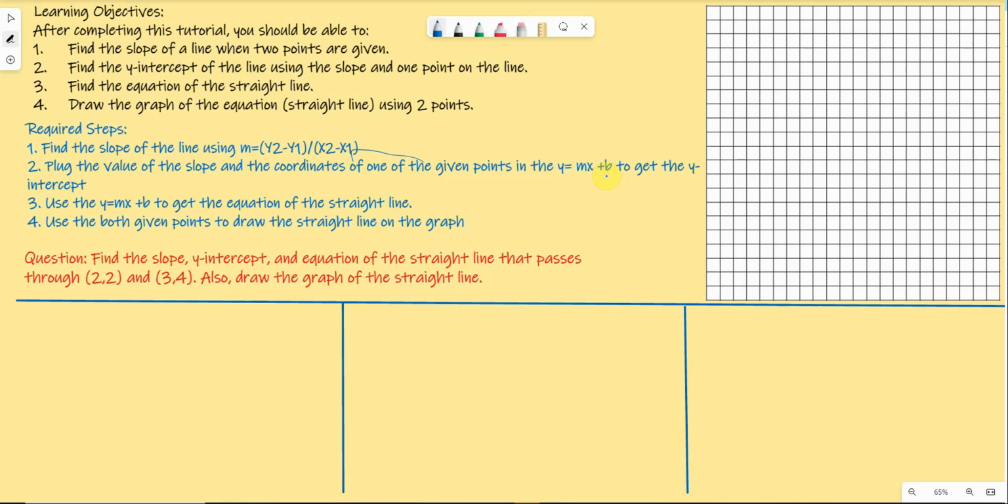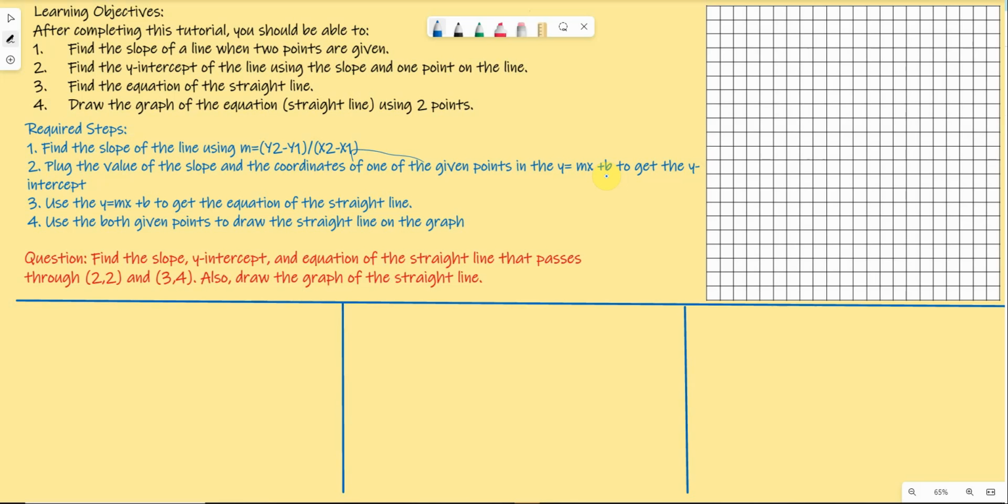Question. Find the slope, y-intercept and equation of the straight line that passes through point (2, 2) and point (3, 4). Also, draw the graph of the straight line. Let's do this exercise. First, we will follow the required steps. So according to the required steps, first we have to find out the slope.